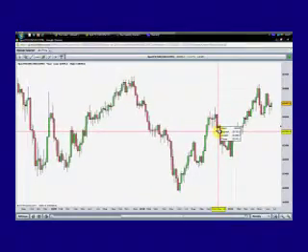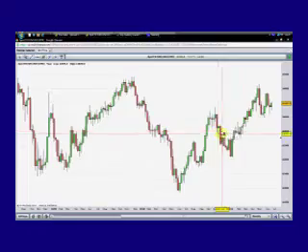The title of this video is How to Trade the Bearish Bat Pattern Like Professional Traders.